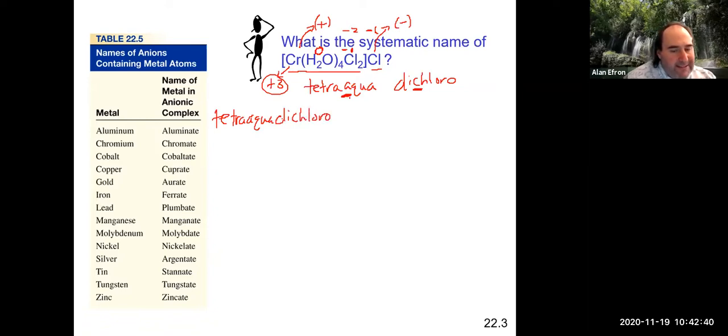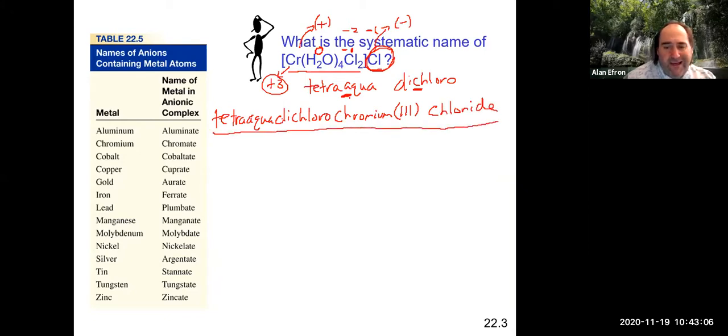Because our metal is in a positive complex ion, we just use the whole name of the metal, which is chromium, Roman numeral 3 for the charge on it. That takes care of the entire complex ion part. We are now left with just our normal counter ion here, and we name it just like normal, even if there was more than one. It is just called chloride. So tetra, aqua, dichloro, chromium 3, chloride. Any questions on that name there?